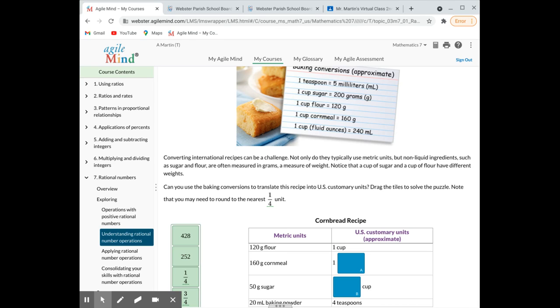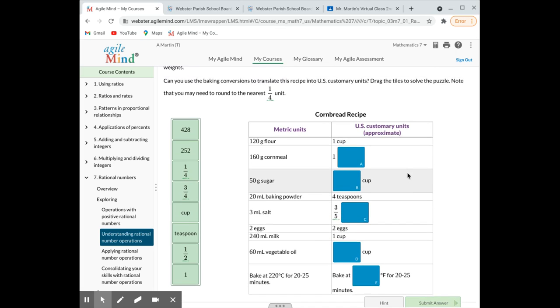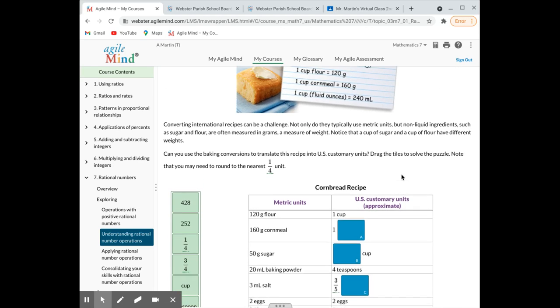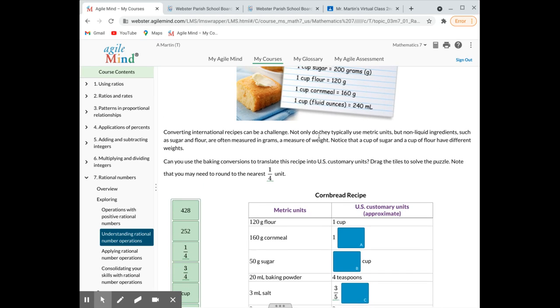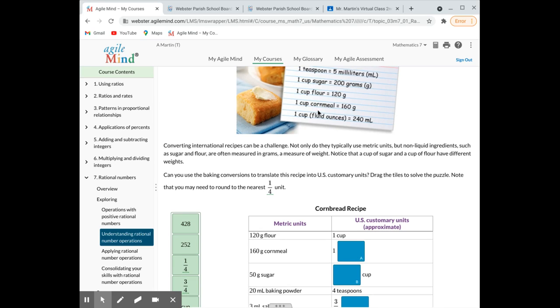Can you use the baking conversion to translate the recipe into U.S. customary units? Drag the tiles to solve the puzzle. Note that you may need to round to the nearest 1/4 unit. All right, so to be able to do this, it says 1 cup of flour is 120 grams. All right, it says 1 cup of cornmeal is 160.